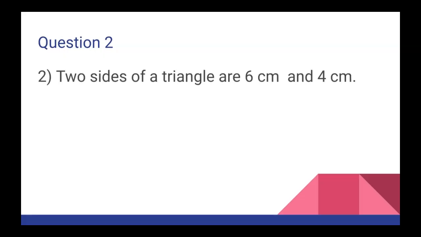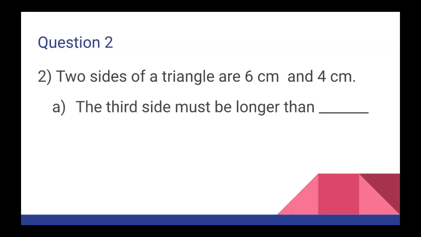Okay, there's one other type of question you're likely to get asked when dealing with the triangle inequality theorem. So you're often given two sides. Two sides of a triangle are 6 centimeters and 4 centimeters. Now you don't know if those are the long ones, the short ones, a medium one, and another. But you're often asked to figure out what the third side has to be in between. So the third side must be longer than, in this case, 2 centimeters. And you can figure that out by subtracting 6 minus 4 to get 2.